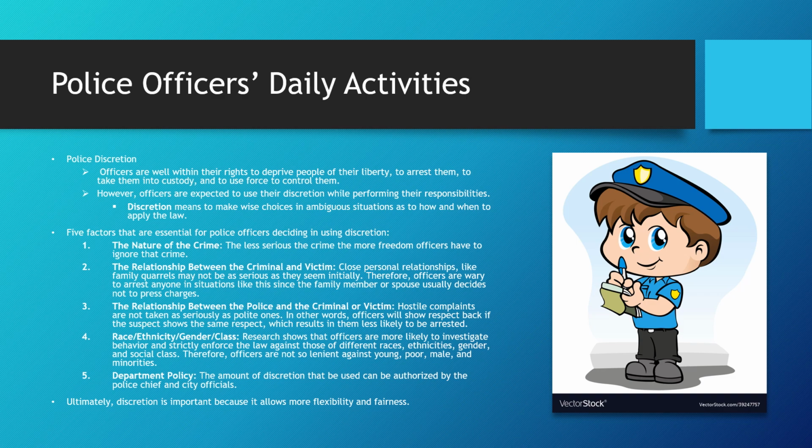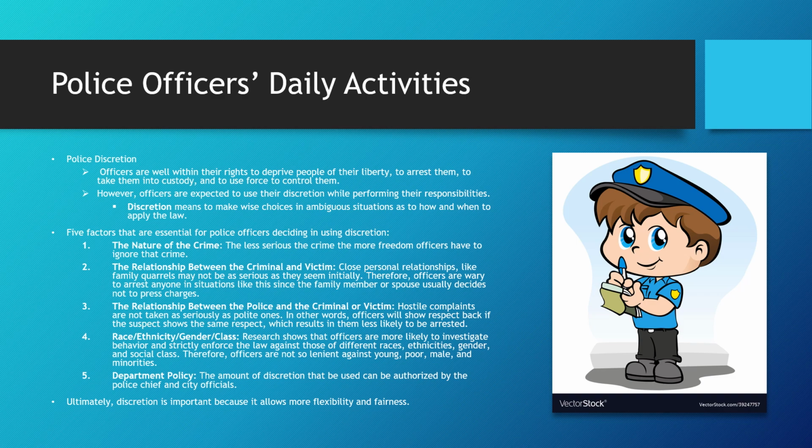The first factor is the nature of the crime. The less serious the crime, the more freedom officers have to ignore that crime. Take jaywalking as an example. There are more serious crimes that police have to deal with in a day, so they're more likely to use their discretion if they see a person cross the road without walking on the walkway and no accidents or anything bad happened. Essentially, they use their discretion because they have more responsibilities to prioritize, like drug dealers or prostitution as an example. Therefore, they do not see jaywalking as a good use of their time, so they choose to ignore it.